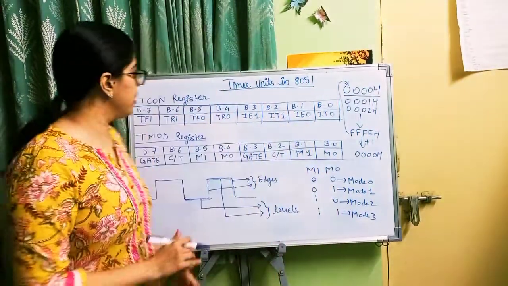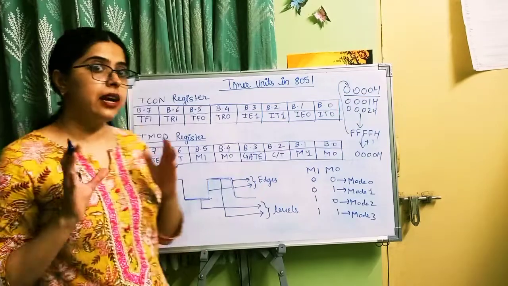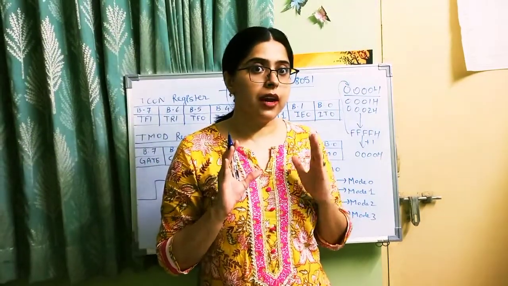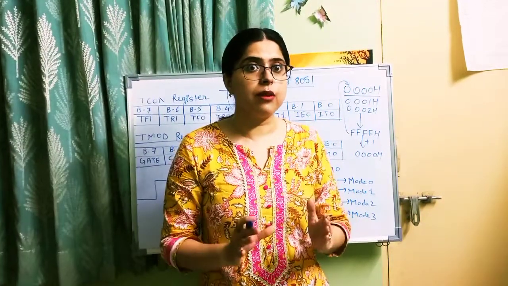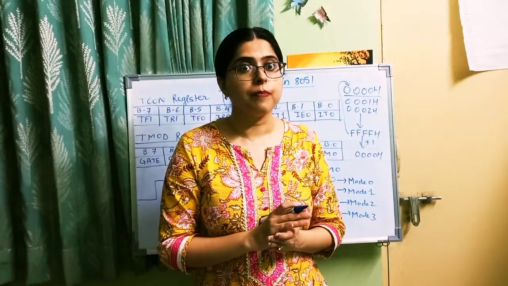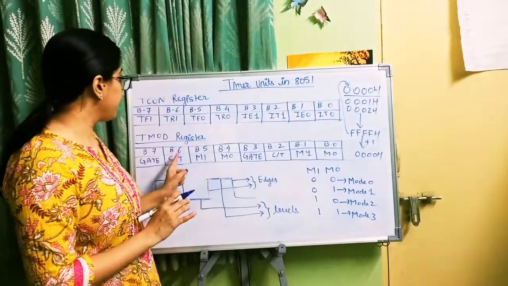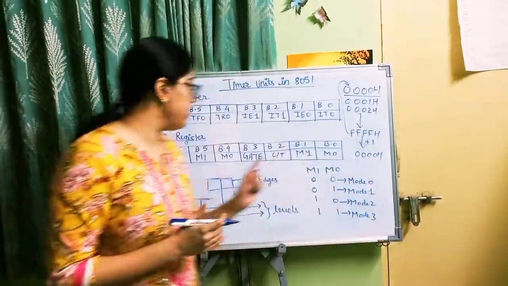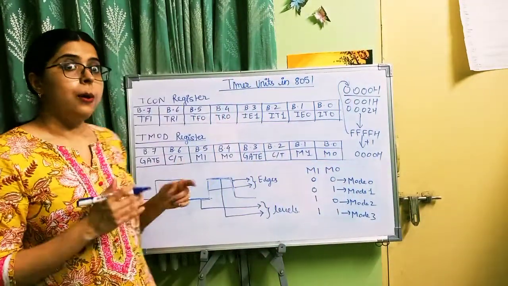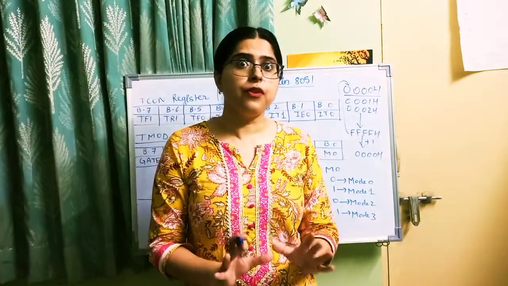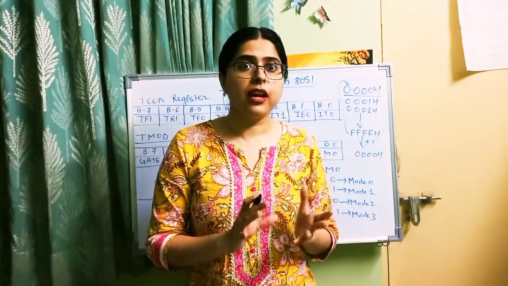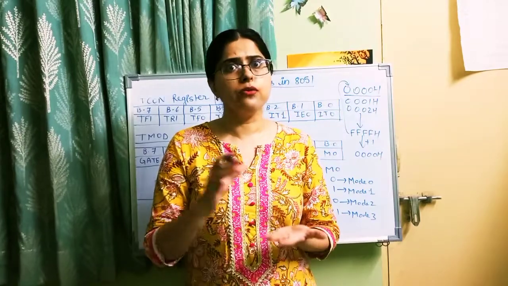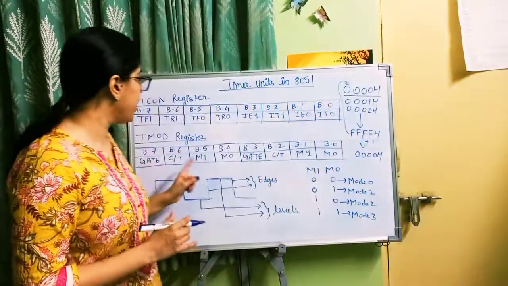Now the next bit is C/T. It decides whether that timer is working as a timer or functioning as a counter. If C/T is 1, that timer acts as a counter, and if C/T is 0, that timer is functioning as a timer. So whether to act as a counter or function as a timer is decided by the C/T bit.